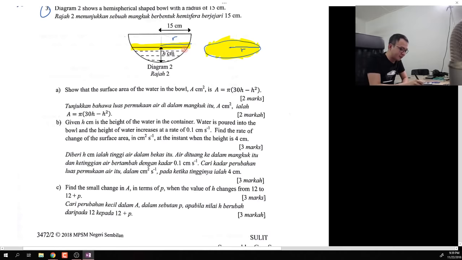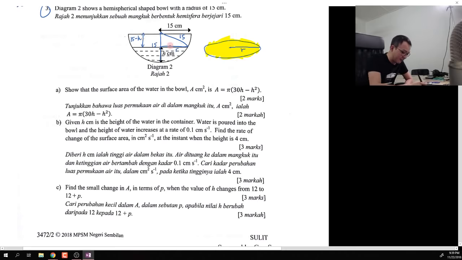Alright, so right now, in order to get the area, we need to know what is the R. My objective here is to find the R value. If I can find the R value, I can easily find my surface area. So I will assume here is R. Then I know this one is 15 also, because this is radius, this is center. So the whole thing here is 15 also. Therefore, I can know this height. Because the whole thing is 15, this height over here is 15 minus h.